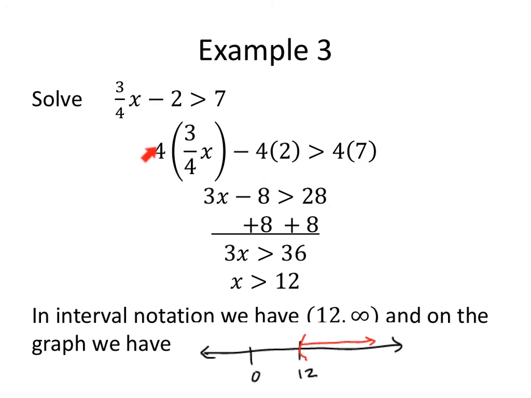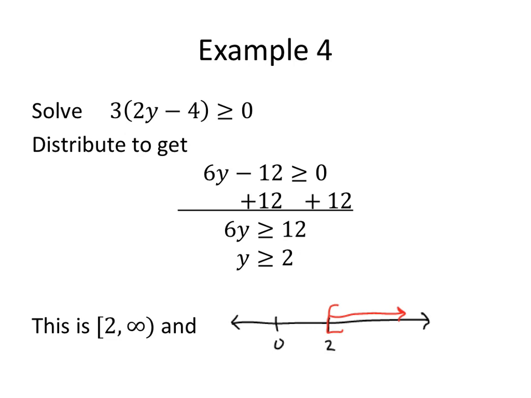Multiplying 4 times 3/4 x, the 4's cancel, and I'm left with 3x. Minus 8 is greater than 4 times 7 is 28. To solve, I'm going to add 8 to both sides. 3x greater than 36. To get x by itself, I'm going to divide by 3. I divided by a positive, so it's all good. X is greater than 12. In interval notation, make a comma right there. If x is greater than 12, and the number line graph showing us from 12 on up, 12 comma infinity, both with parentheses because there's no equal sign.